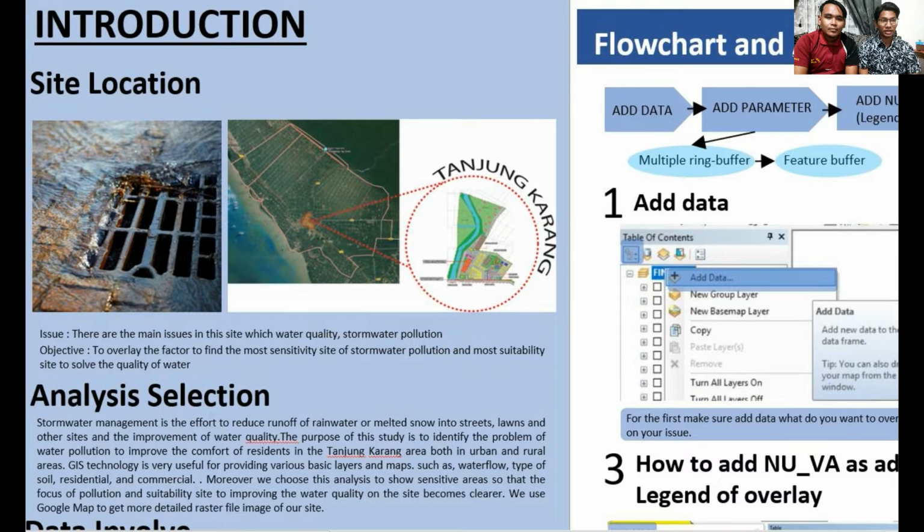GIS technology is very useful for providing various basic layers and maps such as water flow, type of soil, residential, and commercial. Moreover, we choose the analysis to show the sensitive area, so that the focus of the pollution and the suitable sites to improve the water quality become clearer. We use Google Maps to get a more detailed raster image for our site.